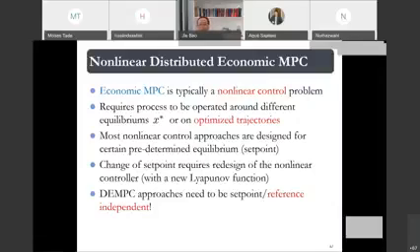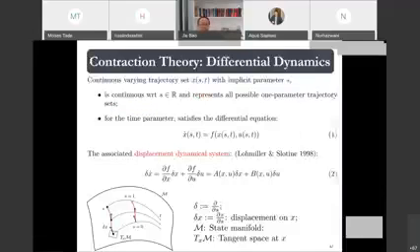So fundamentally, if you want to do economic MPC, it has to be set point independent or reference independent. Of course, if we do distributed economic MPC, you have to be reference independent as well. So the idea is to introduce contraction theory and look at the differential dynamics or displacement dynamics. I don't have the time to go into the details, but I would like to explain some basic ideas.